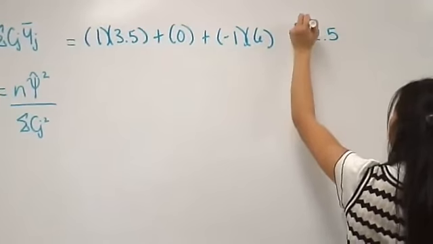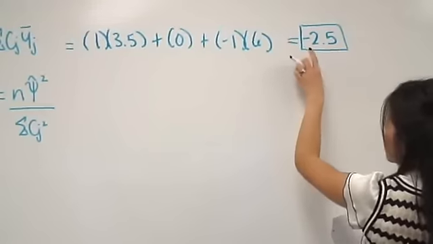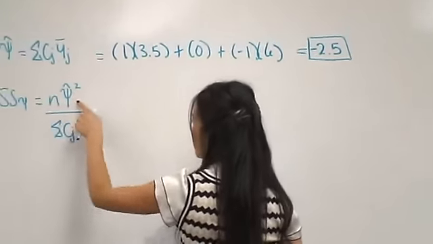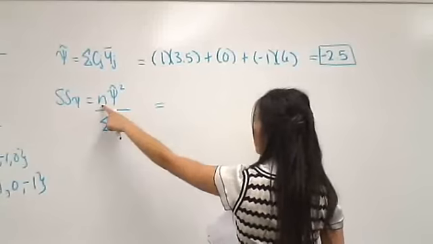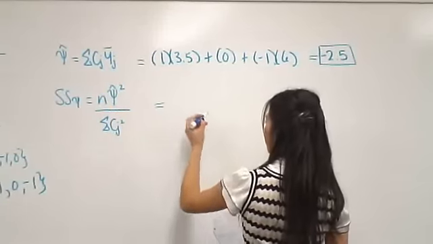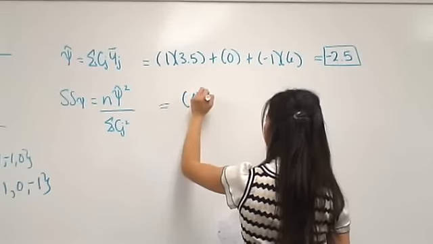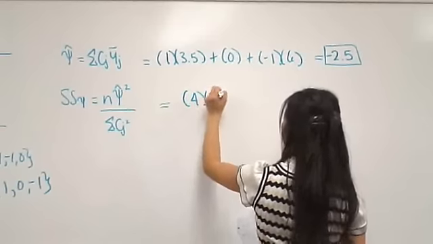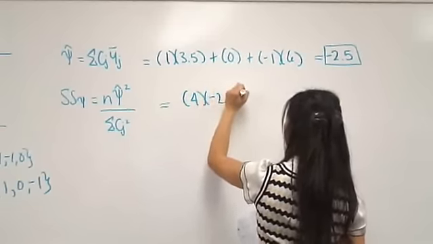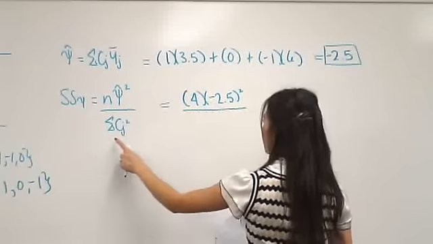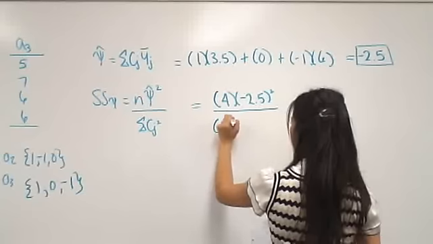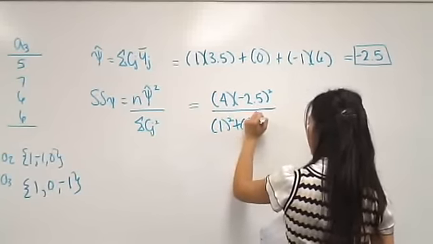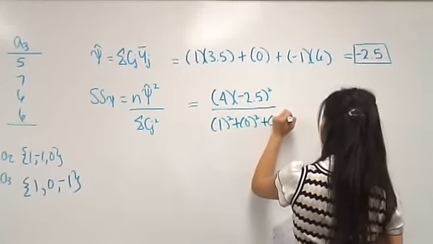I'm going to put this number, which is my psi, back into here to get my sum squared for this one. So n, again, is the number of subjects per group, which is 4. My psi is minus 2.5, and I'm going to square that. And then this is the sum of all my coefficients squared, right? So I've got 1 squared plus 0 squared plus -1 squared.